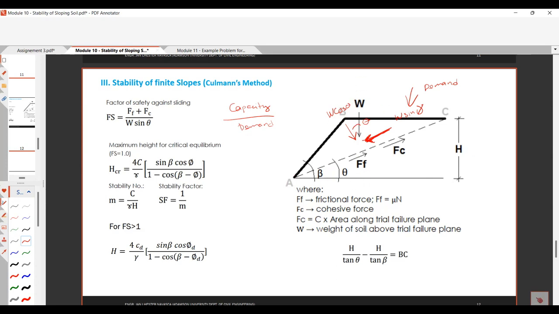Okay, so how to solve for the length BC? You just simply take H over tangent theta minus H over tangent beta is equal to BC. So ang nangyari lang dyan is hahanapin mo tong length na to. This will be your H over tangent beta, H over tangent theta. And this should be X1 minus X2. Yung X2 is yung length na to, considering this triangle. So, this is how to solve the length BC.